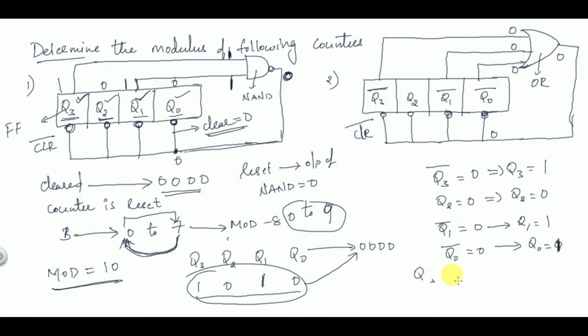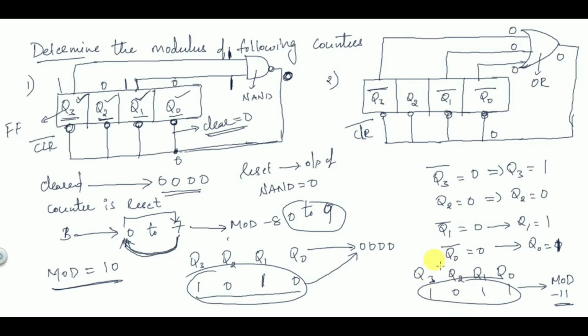So the modulus number is given by Q3, Q2, Q1, Q0, so 1 0 1 1. So it will be a mod 11 counter. 1 0 1 1 represents a mod 11 counter. Just remember this point: whatever value the modulus comes to, that will be the modulus of the counter.